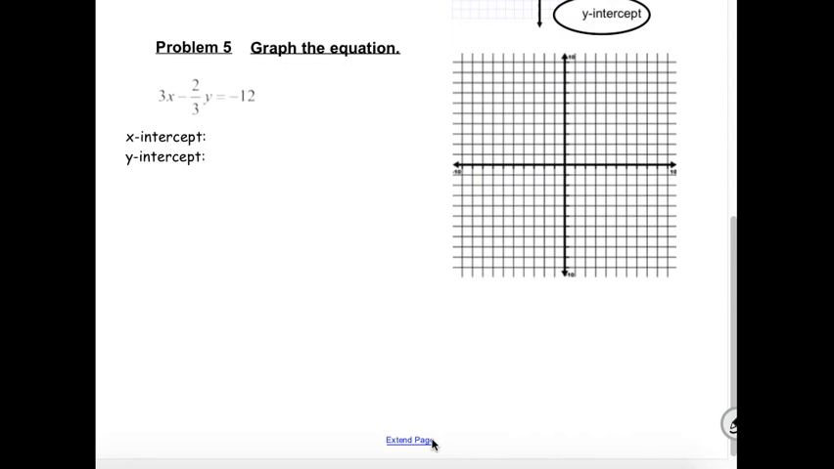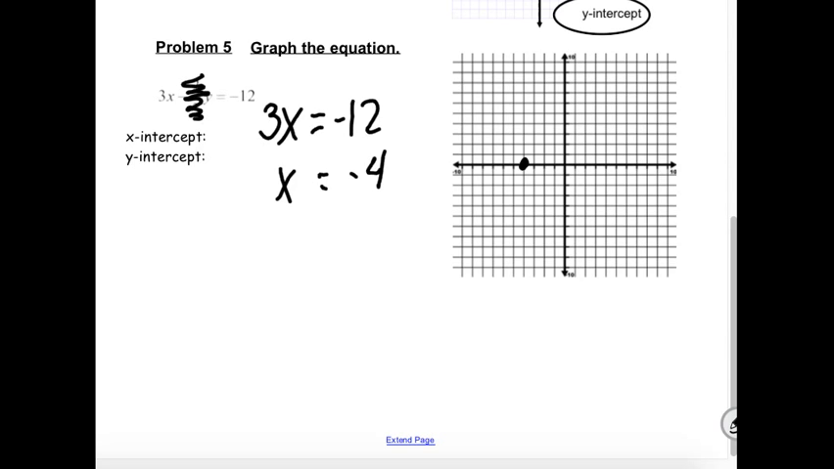So looking at our problem, we have 3x minus 2/3 y equals negative 12. Our x-intercept means y is 0. So if we cover up this y part and solve that equation, that's where our x-intercept will be. So our x-intercept is where 3x equals negative 12. Divide by 3, and x is negative 4. So our x-intercept, where it crosses the x-axis, is at negative 4. So go ahead and make that dot.